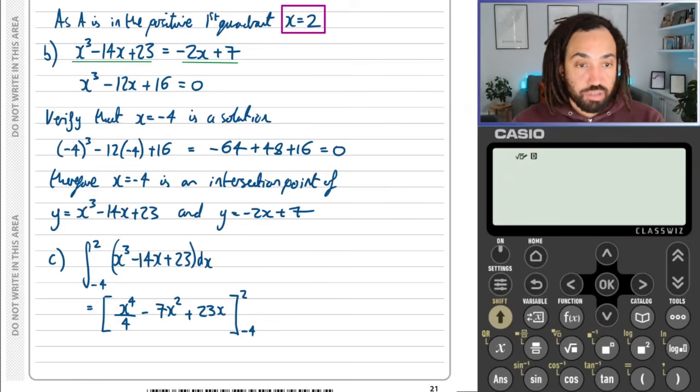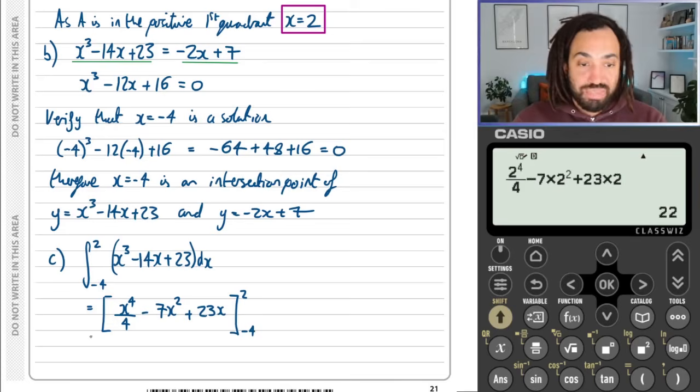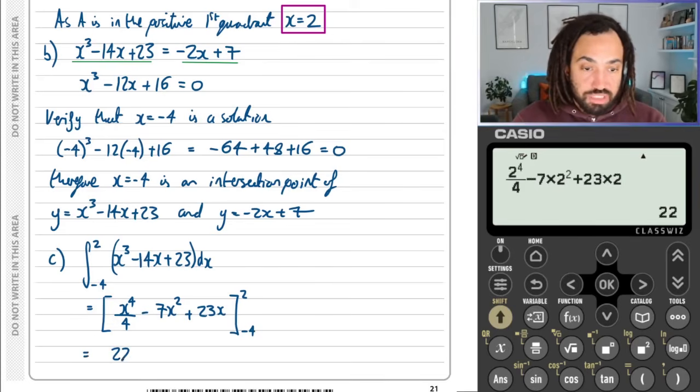individually. So we're going to do 2 to the power 4. Still getting used to the calculator. 2 to the power 4, and then we're going to be dividing that by 4, and then we're going to be subtracting 7 times 2 squared, and then we're going to be adding 23 times 2. Okay, and that's going to be our upper limit, and we're going to get 22. So we'll write that down. So that equals 22.